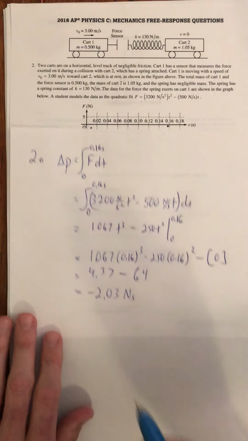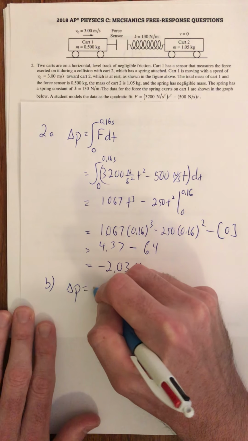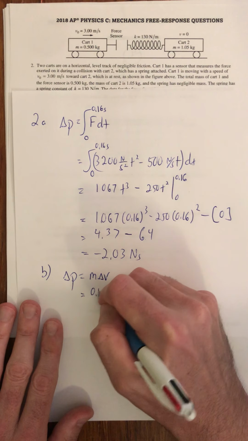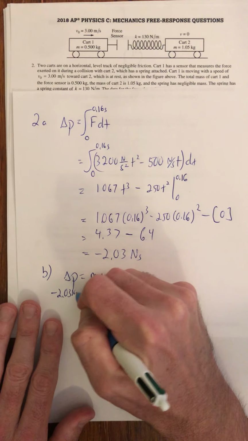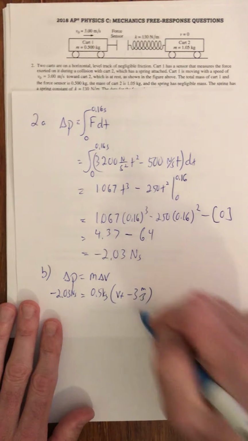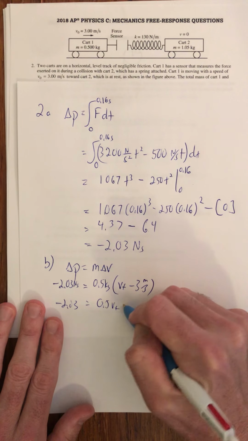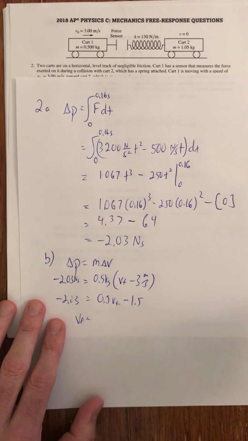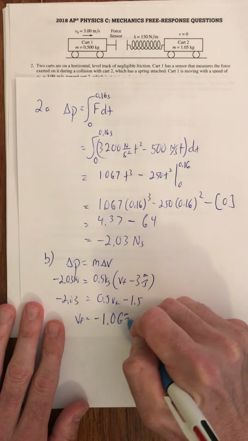Next, calculate the speed of cart 1 after the collision. Okay, so that's the impulse it receives, and so for 2b, delta p is equal to m delta v, since the m is not changing. That's going to be 0.5 kg times v final, which is what I'm looking for, minus 3 meters per second. So negative 2.03 is equal to 0.5 vf minus 1.5. Let's put that over to the other side and get that done. So 1.5 minus 2.03, divided by 0.5, and that gives us negative 0.106 meters per second. There we go.